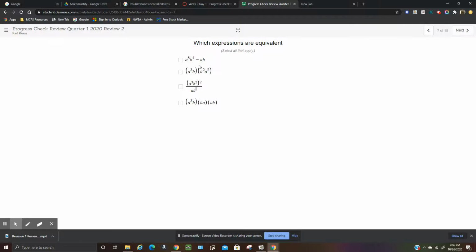Number 7. This can't be simplified. This one is a to the 5th b cubed. This one's a to the 6th b to the 4th. So that one's a to the 5th b cubed. These two are the same. A to the 5th b cubed. That one's the same also.